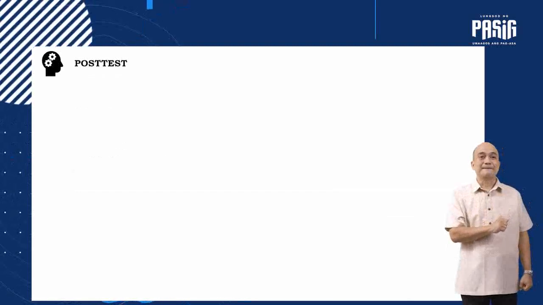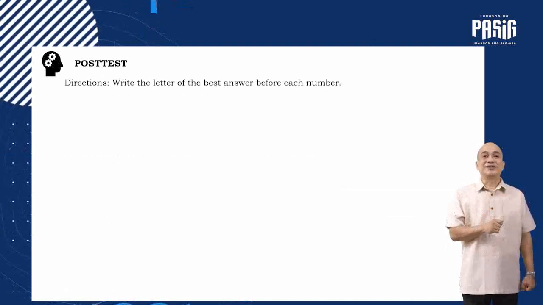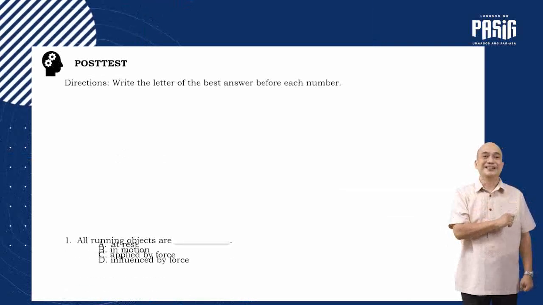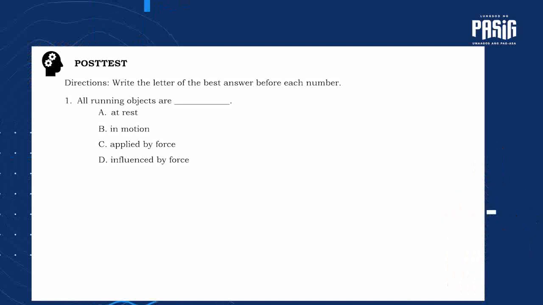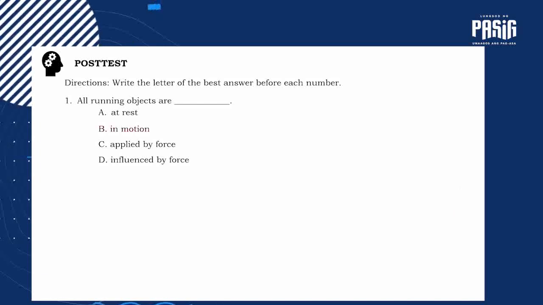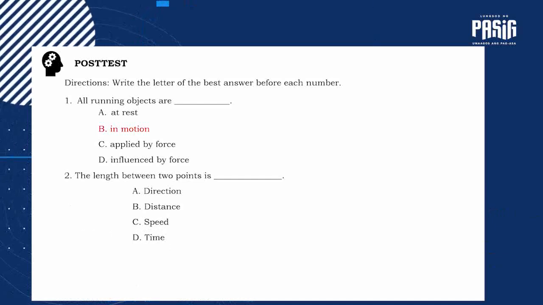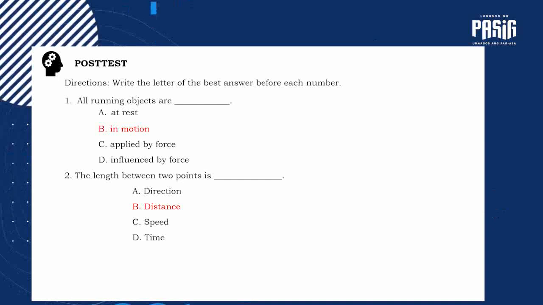Now for your post-test, the direction is: write the letter of the best answer before each number. Number 1, all running objects are blank. A, at rest. B, in motion. C, applied force. Letter D, influenced by force. Your answer? Very good. Letter B, in motion. Let's go to number 2. The length between 2 points is blank. A, direction. B, distance. Letter C, speed. And letter D, time. Answer. Very good. Letter B, distance.